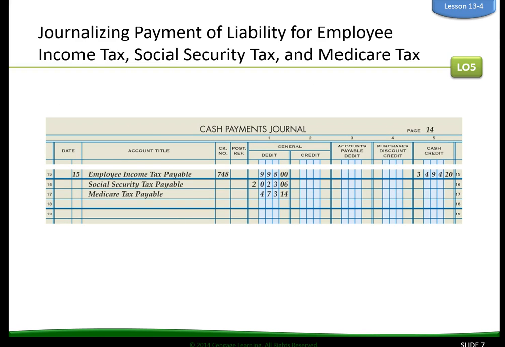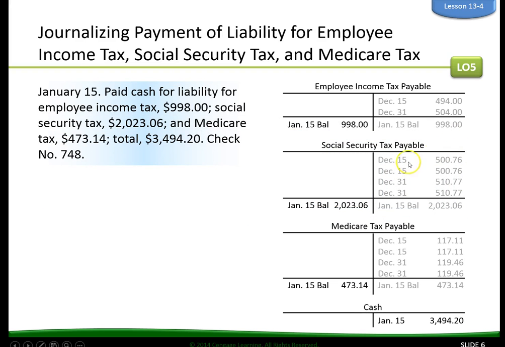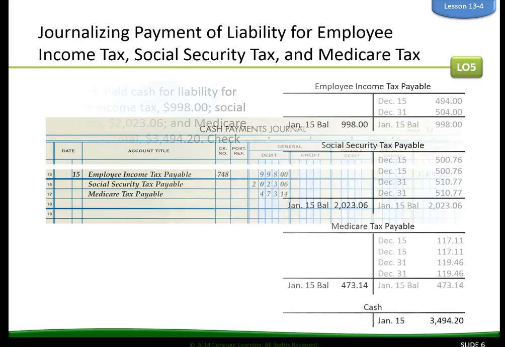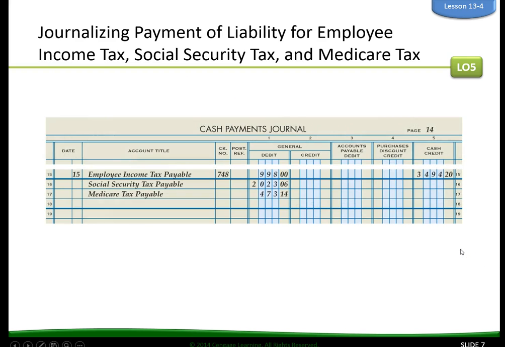It's a debit. And then Social Security tax payable. That is Social Security for each date and then doubled. So 500 plus 510, and then double it. And then Medicare tax, 117 and 119, and then double it. That's our debits, and our cash credit is all of these added together.